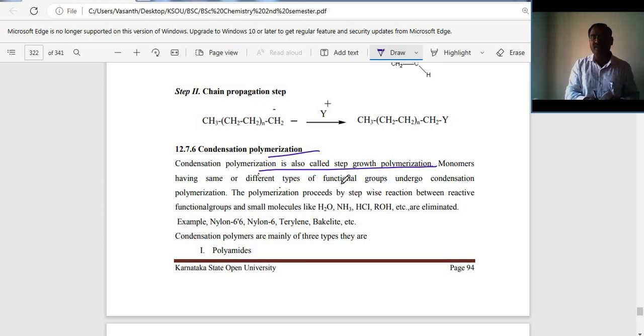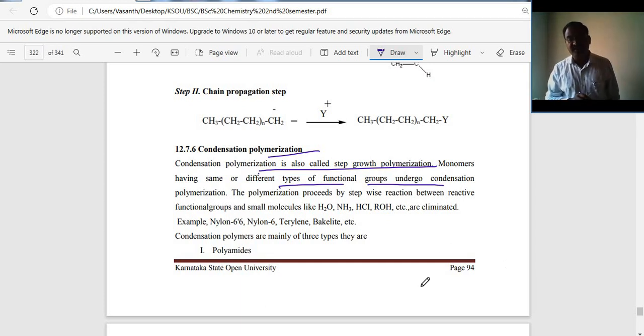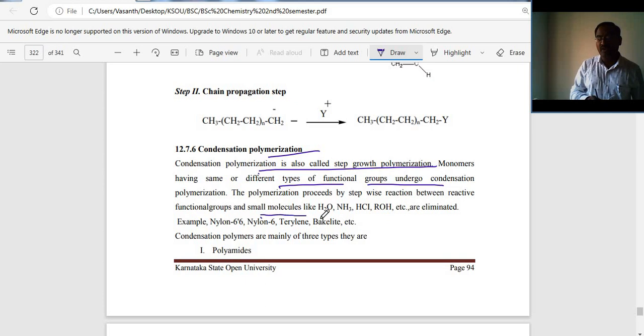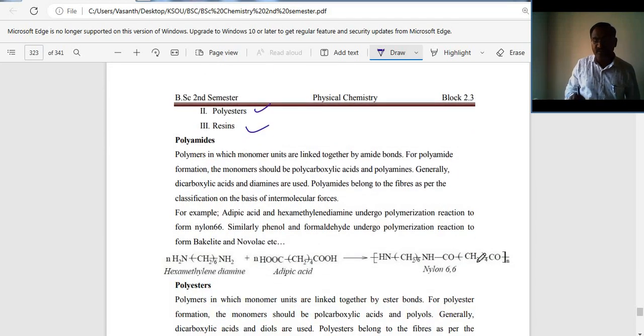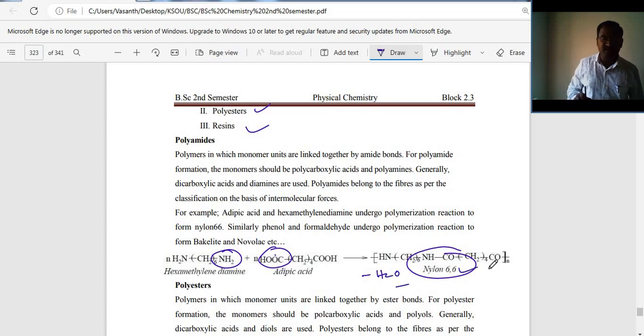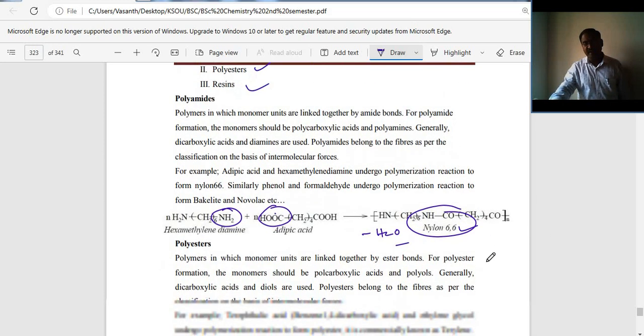Monomers having the same or different types of functional groups undergo condensation polymerization. The polymerization proceeds by stepwise reactions between reactive functional groups, and molecules such as water, ammonia, HCl, ROH, etc. are eliminated. Examples of condensation polymerization are polyamides, polyesters and resins. Polyamides mean the formation of an amide group. Here, amine and carboxylic acid combine together to eliminate a water molecule, forming nylon 6,6, an amide molecule.